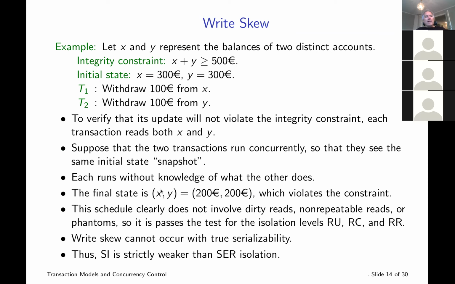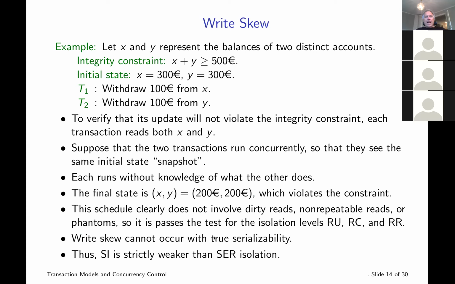And then in the end, under this snapshot isolation scheme, we're going to get the final state of 200, 200. But that violates the constraint that the sum of both needs to be 500 or above. This is called write skew. This doesn't involve any dirty reads or non-repeatable reads. So really, it passes the SQL definition of serializable.